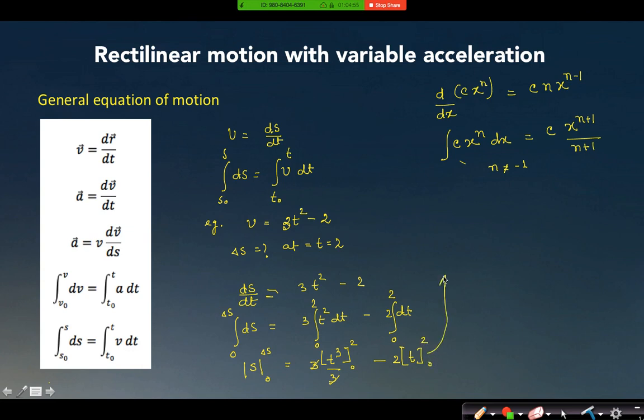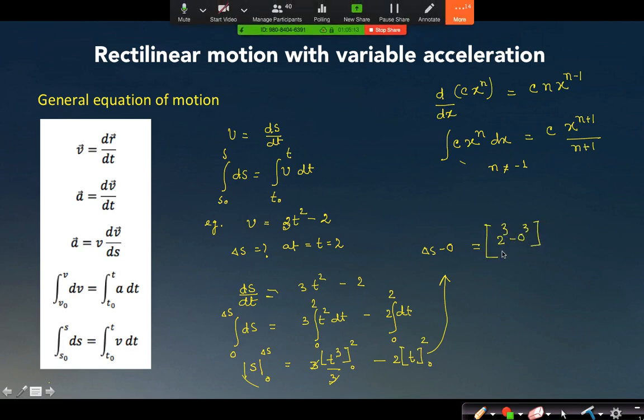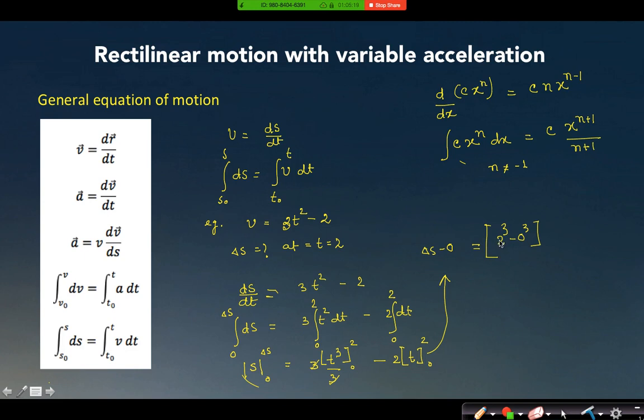Now how do I solve this equation? Just have a look. For the first expression, delta s, I will put delta s minus 0 as it is, equal to t cube. So I will put 2 cube minus 0 cube. Can you see what I am doing? I am just subtracting the lower limit from the upper limit, maintaining the same function, and minus 2t is there, so it will be 2 minus 0. So what is delta s? It is equal to 8 minus 4, that is 4. That should be your answer. 4.